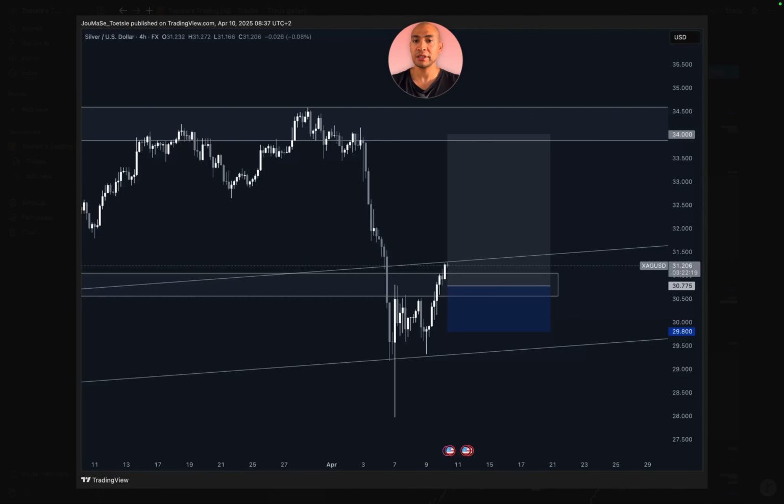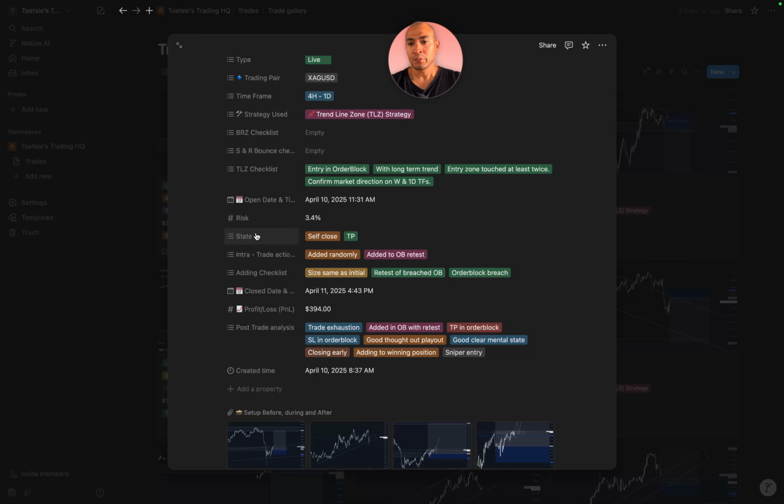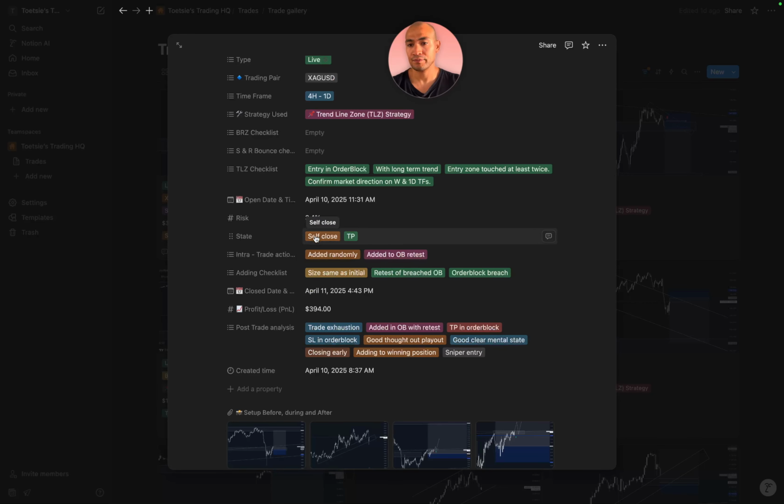Swing trading is awesome, but you need to hit the entry early in the month and leave it for the rest of the month, because we are trading on a prop firm. We can't leave it for months and months, unfortunately. Our state options are cancelled, waiting for setup, open, stop loss hit, take profit hit, or self close. I selected self close because I closed it myself and we were in profit. So I took my profit.